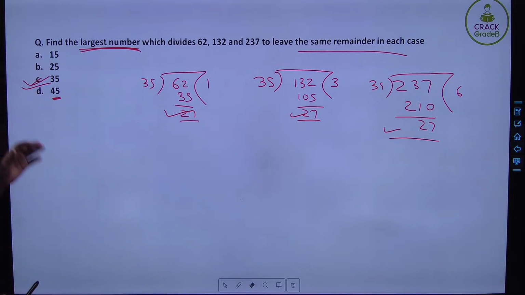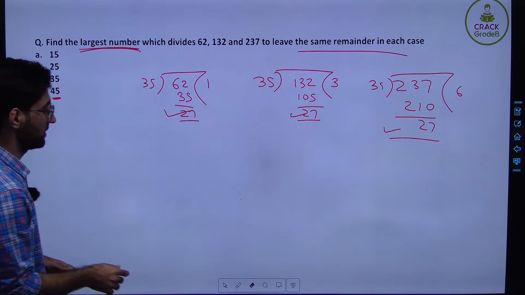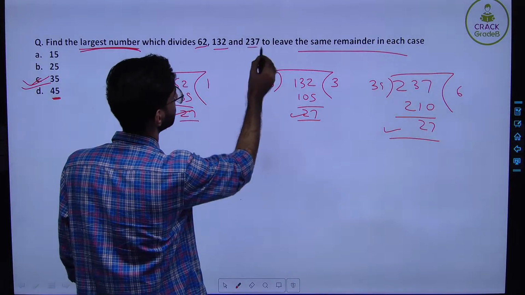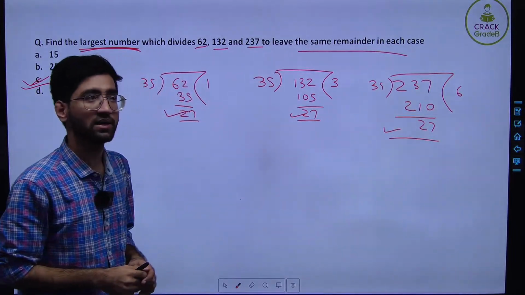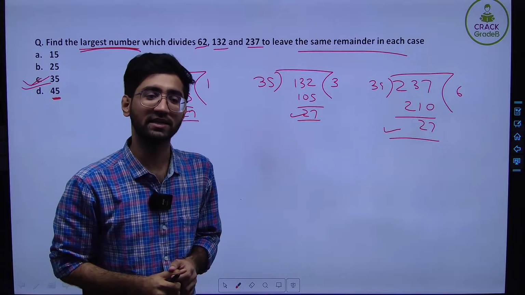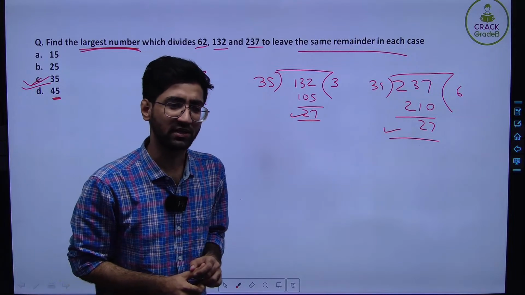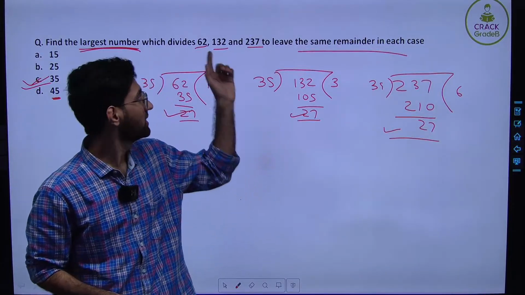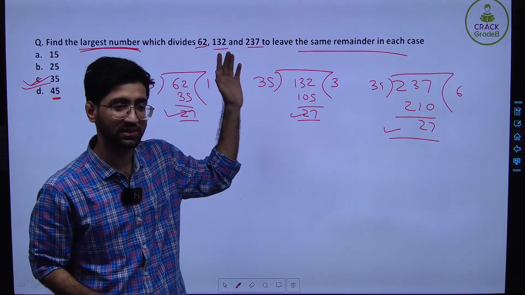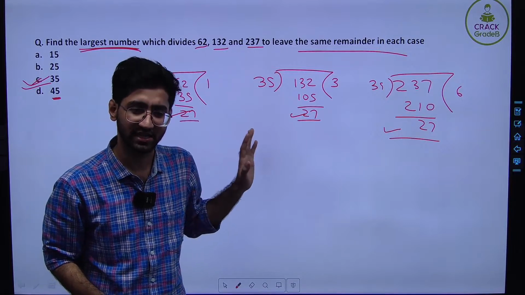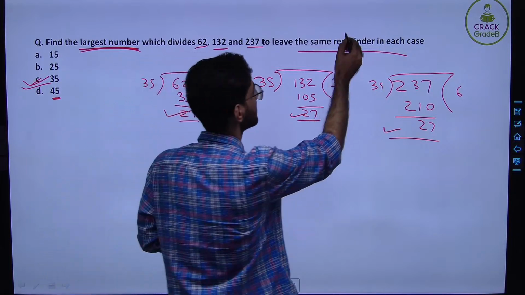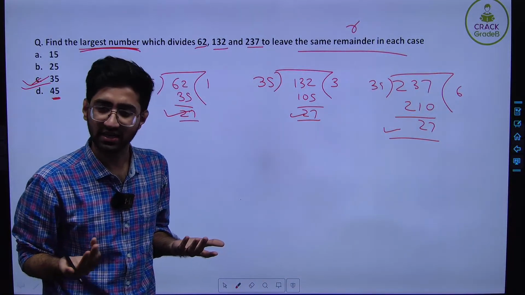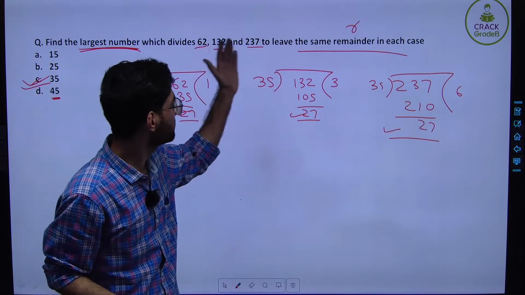See, the question says, find the largest number which divides 62, 132 and 237 to leave the same remainder in each case. What does it mean? It means that if there is a greatest number, and that number divides these numbers, the remainder is the same in each case, right? Let us assume that the remainder is r in all three cases.